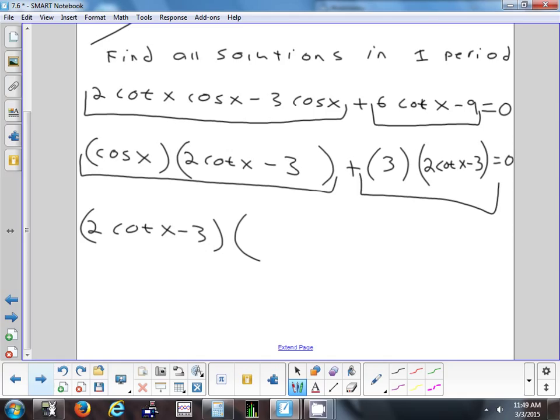Factoring it out of the first one leaves you with cosine. Factoring it out of the second one leaves you with a plus 3. So we completely factored that problem without any quadratic equation. Now, either one of these factors could equal 0. For the first one, you would add the 3 to the other side, then divide by 2. We'll come back to that. For this one, you'd minus 3.